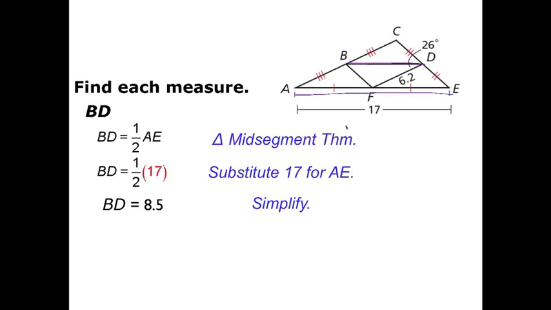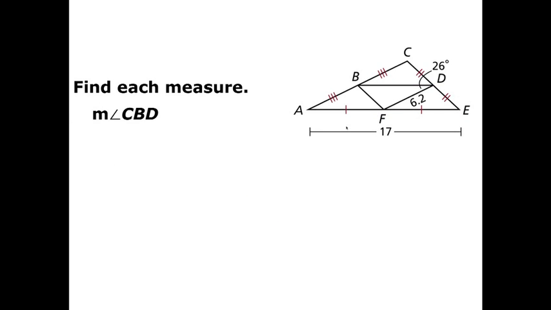It's a very straightforward calculation that you're going to do with the midsegment theorem. Here I want to find the measure of angle CBD. So let's make sure we see where that is. CBD is going to be this angle right here. What I know is that by the fact that BD is a midsegment, it is parallel to AE. So I could say that it's congruent to this angle.